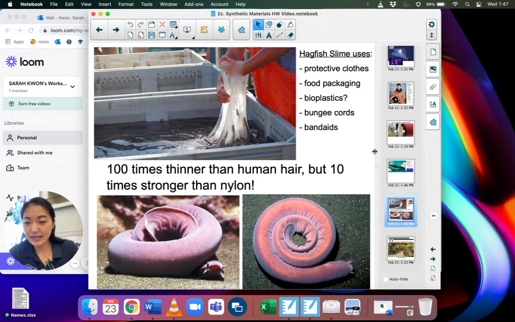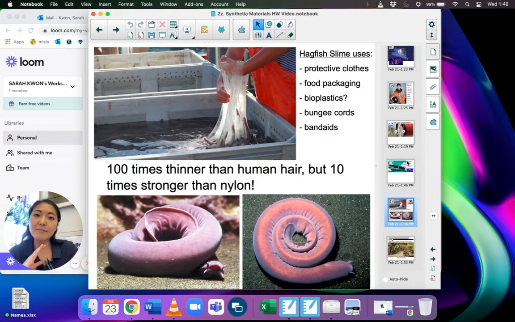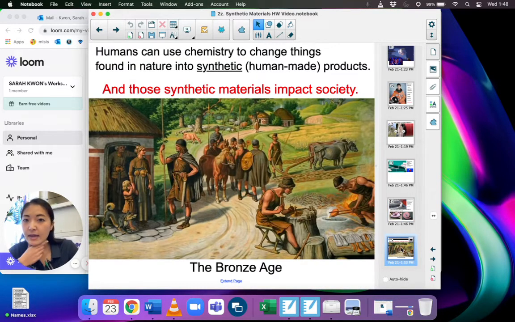And our second secret word is telescope. Okay, telescope, like what we use to look at stars. And this hagfish slime is 100 times thinner than human hair, but 10 times stronger than nylon, which is really strong. So these amazing synthetic materials made from natural resources like hagfish slime. And the way that we make it, turn it into these things, is by using chemistry and putting it through chemical reactions.